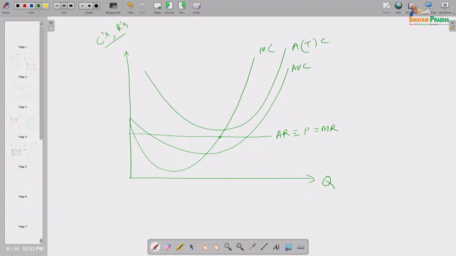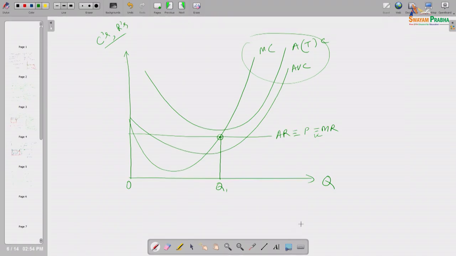This price line is telling that this is the point where both MR and MC are equal and the second order condition is also satisfied, that is, the MC curve slope is steeper than the MR curve slope. So suppose this is Q1. Q1 should be the profit maximizing quantity of output that the producer should produce, who is facing this kind of cost structure and this kind of demand curve for his product in the market.